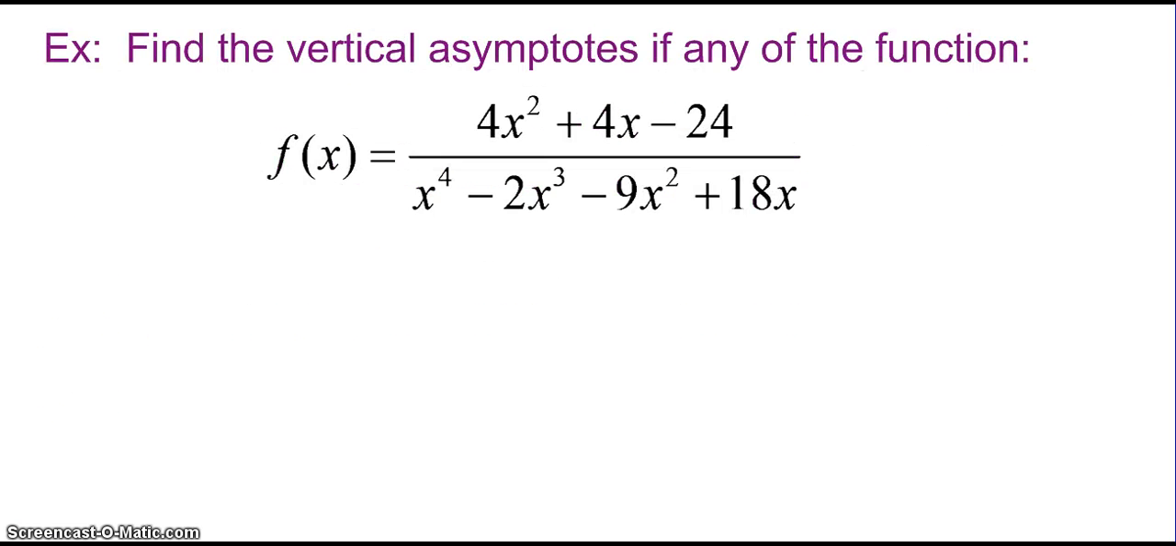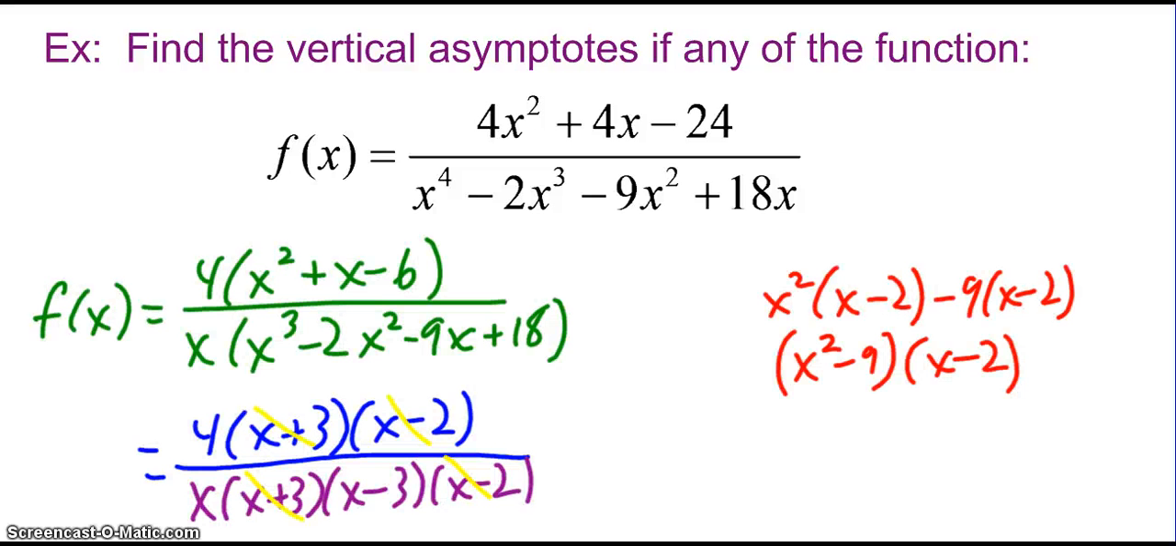Alright, last example, I want you to find the vertical asymptotes of the following function. So find the vertical asymptotes, don't do anything else, pause the video, unpause when you're ready to check your work. Alright, so here we need to factor to find the vertical asymptotes. So I can factor the numerator into 4 times the quantity x squared plus x minus 6. The denominator I can take out a greatest common factor of x.